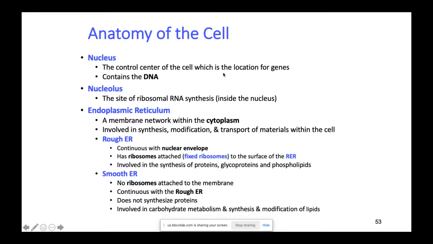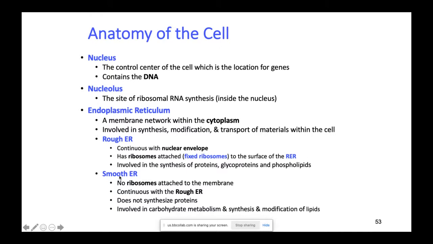The nucleus is the control center of the cell. It is the location for your genes. It contains the DNA. The DNA is the template, or the information, for what proteins need to be produced. It doesn't produce the proteins, it just has the instructions for what proteins need to be produced. The nucleolus is the site of ribosomal RNA synthesis. Okay, and remember the nucleolus is deep to the nucleus.